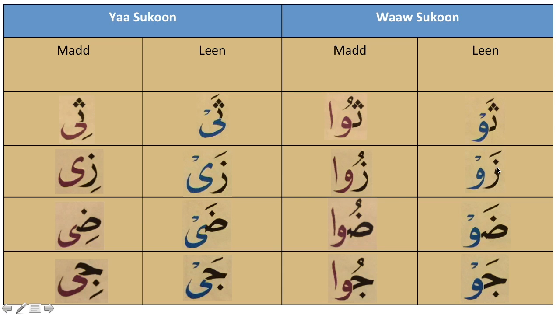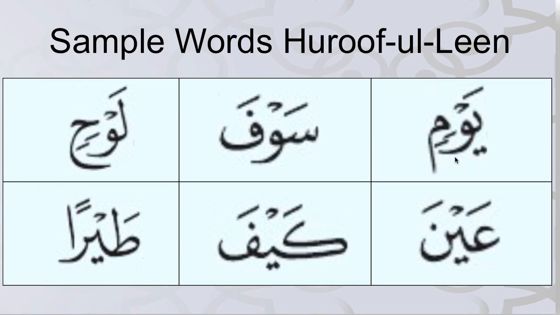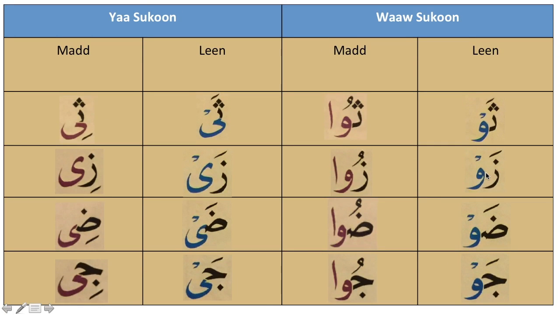So I'm going to go slightly quicker for the next four examples. Za fatha waw sukoon zaw. This is the leen example. Za dhamma waw sukoon zu. So this is zaw and this is zu. Zaw and zu. Forgive me. I accidentally keep clicking the button. It keeps going to the next slide. Zaw and zu.